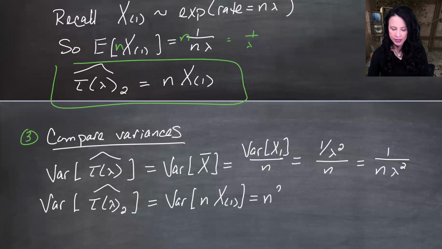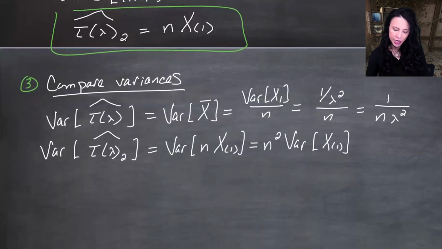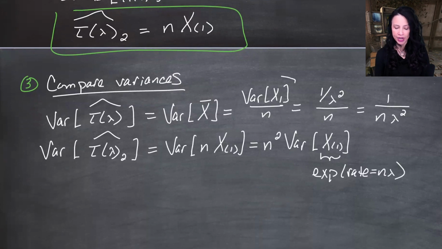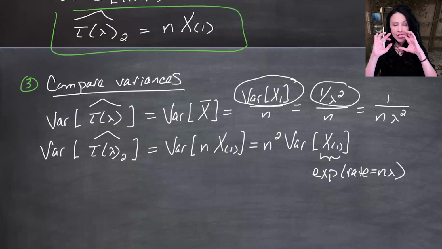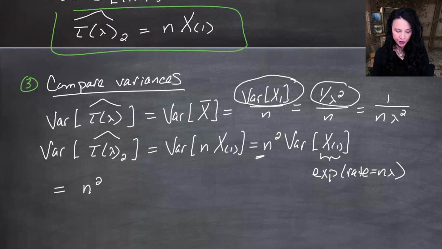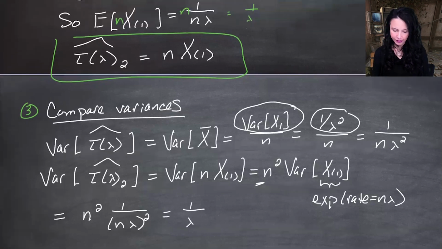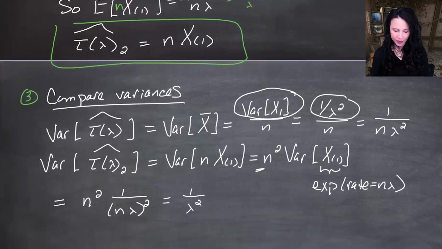I'm going to pull out that constant, but it comes out squared from a variance. And recall that this thing inside has the exponential distribution with rate n lambda. And so just like the variance of the exponential with rate lambda is 1 over lambda squared, the variance for the exponential with rate n lambda is 1 over n lambda quantity squared. So I get n squared just sitting out here, 1 over n lambda squared. And I get 1 over lambda squared, 1 over lambda squared.